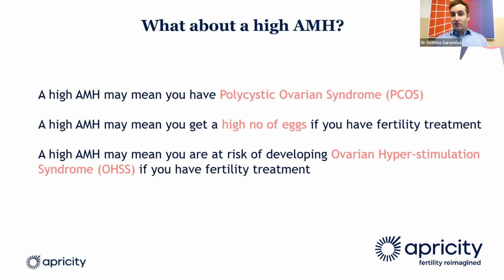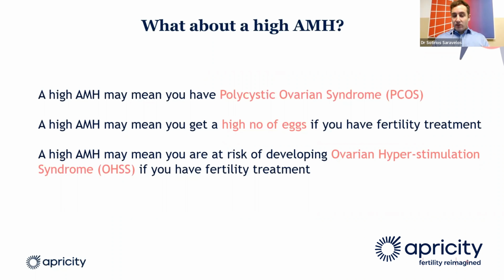So therefore, some women, even though they have lots of eggs, are not releasing them and they're not getting pregnant, and they have irregular periods. In terms of treatment, a high AMH may mean that you get a high number of eggs if you have fertility treatment, whether that's egg freezing or IVF. So again, that's good because your chances of success are higher. But as with everything, there's a catch.